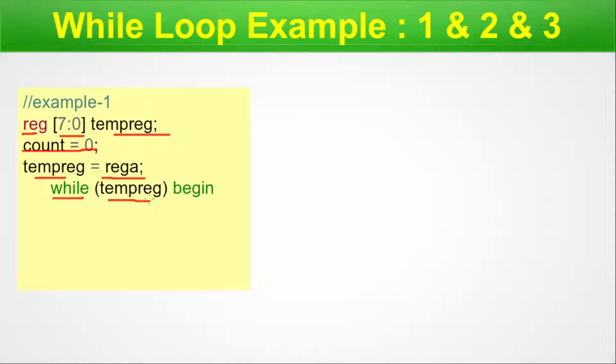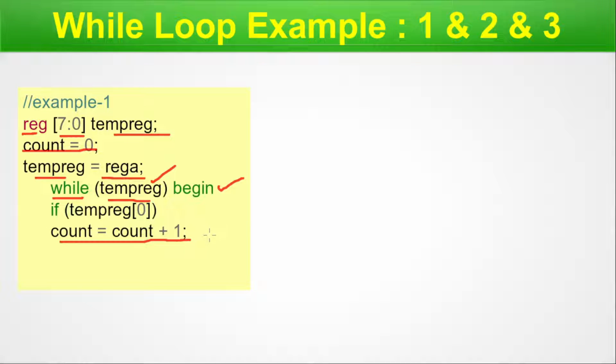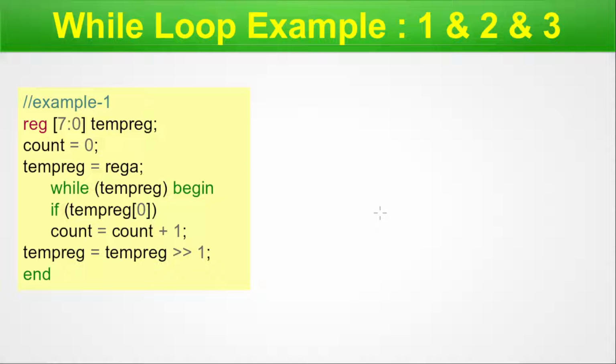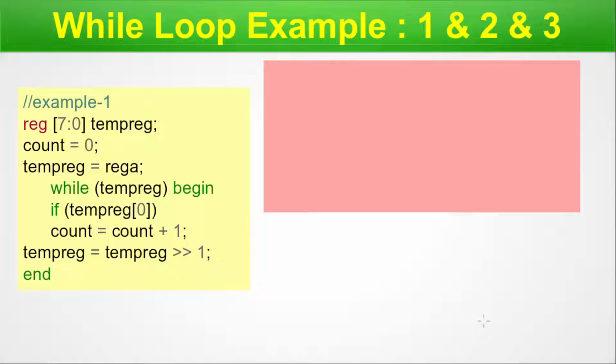loop, and here we have the checking condition, which has to be true, temp reg, and we have begin here. Here, if temp reg 0 is equal to 1, then this expression has to execute: count equals count plus 1, and then temp reg equals temp reg with a bit shift operation here, and here we end the while loop. This is the end corresponding to this begin. Here we have seen the while loop, and inside we have an if and all these operations that you can write. So this is a simple code example of the while loop. It is not a design example, it's a code example, so that you are familiar with writing the Verilog code.